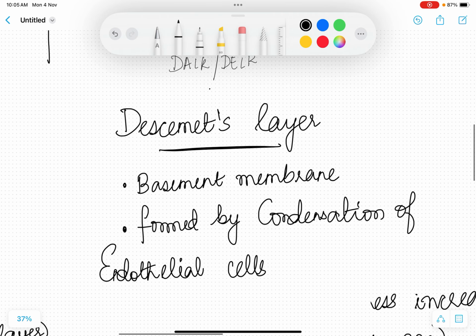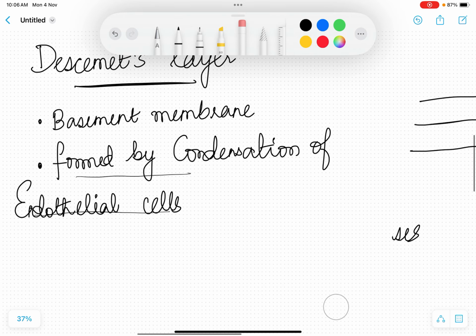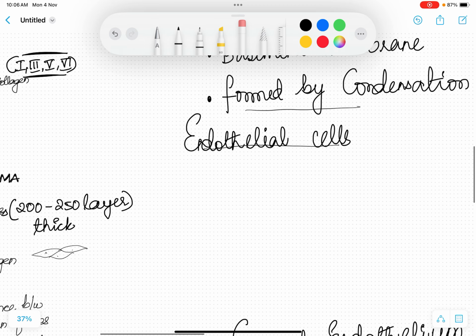Then comes the Descemet's layer, which is a true basement membrane. Now the Bowman's layer, although it is situated in addition to the basal lamina, is not a basement membrane as such. But the Descemet's layer is mainly the condensation of the endothelial cells, which form the Descemet's layer. And the thickness of this Descemet's layer increases with advancing age. That is, at birth it is about 3 microns, which increases to almost 10 microns in adulthood.